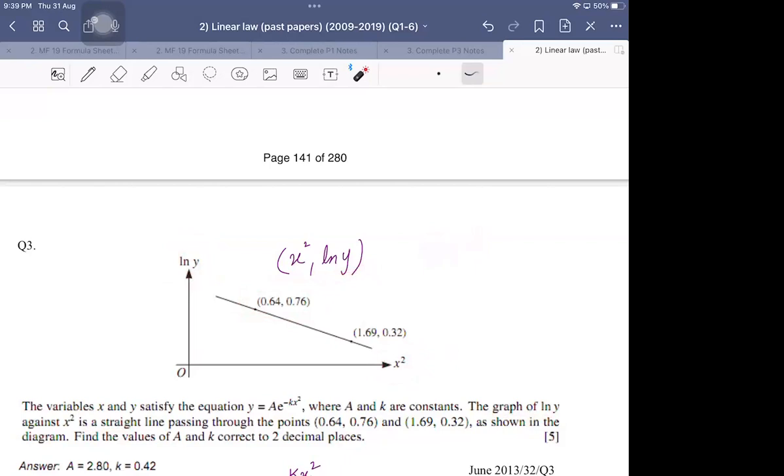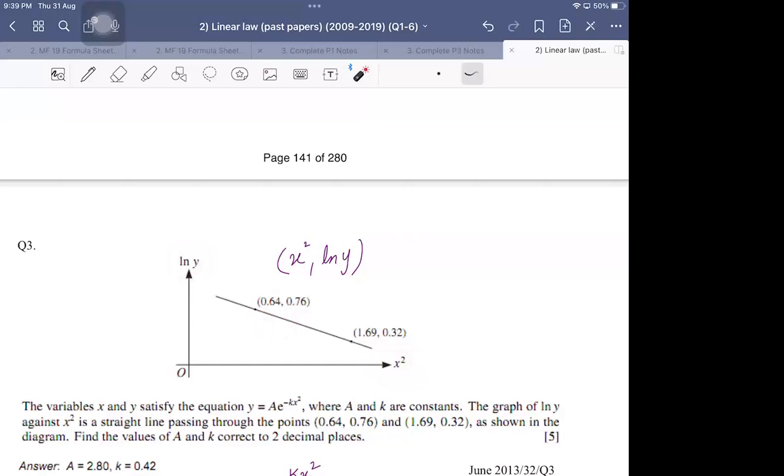They think that this first value is x and the other value is y, but that is not the case. We need to remember that the coordinates will not always be x comma y. The coordinates will depend upon what the axes are. So if the axes are x square and ln y, then this means that the coordinates will be x square comma ln y.